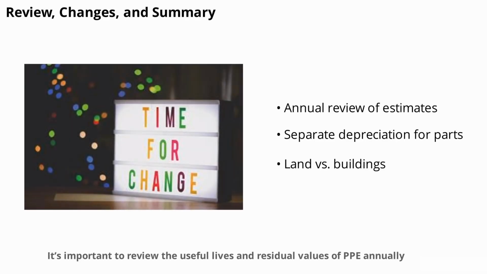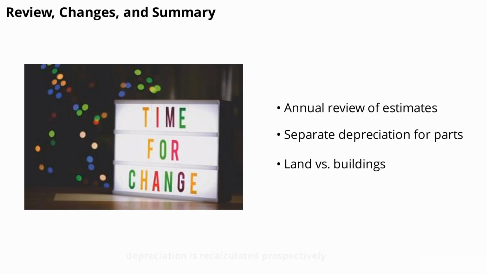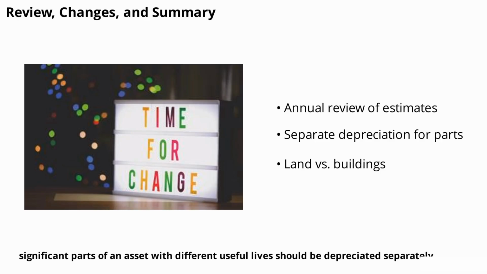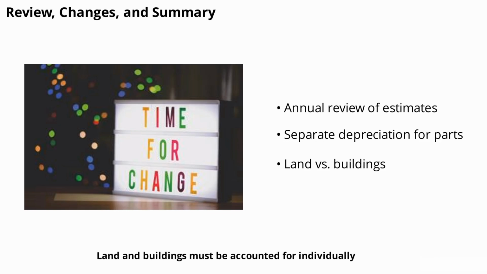It's important to review the useful lives and residual values of PPE annually, as these are estimates that may change with new information. If estimates change, depreciation is recalculated prospectively. Also, significant parts of an asset with different useful lives should be depreciated separately. Land and buildings must be accounted for individually, as land is not depreciated. By following these principles, organizations ensure accurate, transparent, and compliant financial reporting.